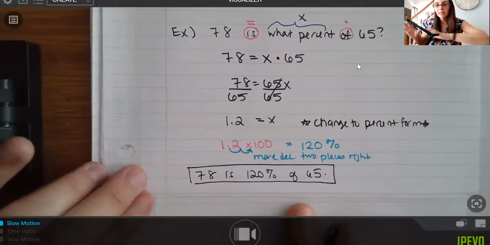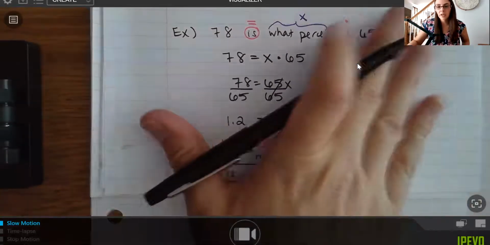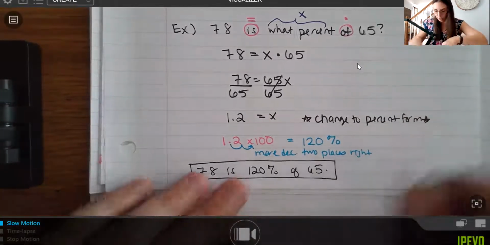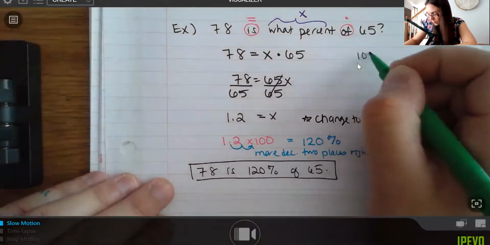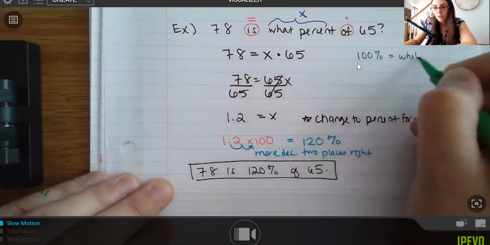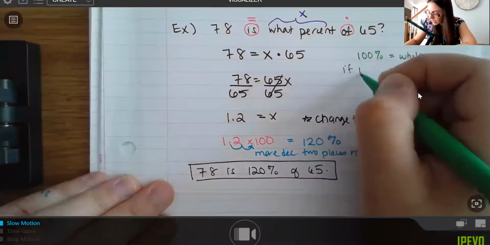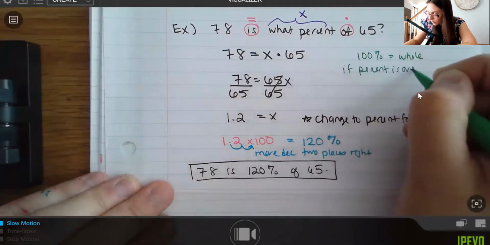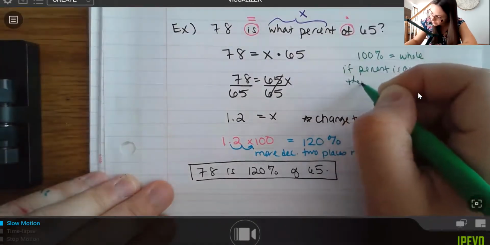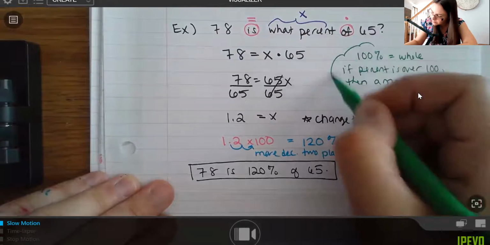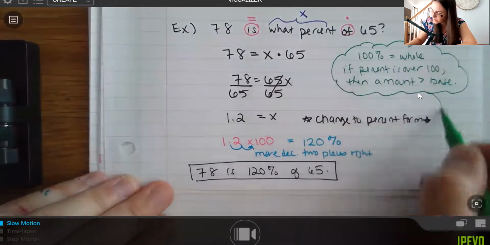Now, this actually makes sense. We haven't seen a percent example or equation really yet with a percent higher than 100. So remember 100% represents the whole. So make a note, let's do it in green. So 100% is equal to the whole. I just need to change my view. So if the percent is over 100, then the amount is greater than the base. Okay. And that's what's happening here.